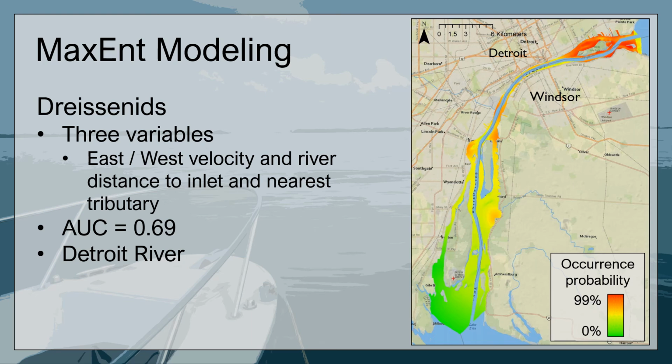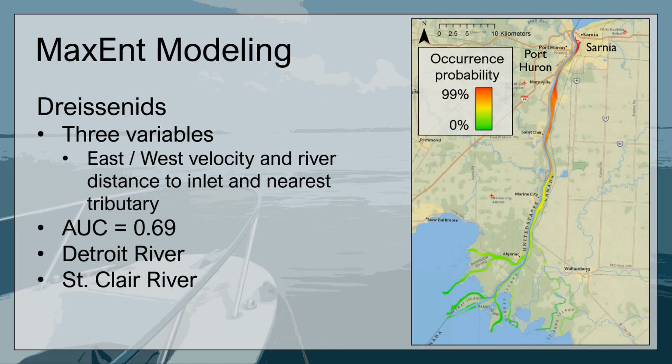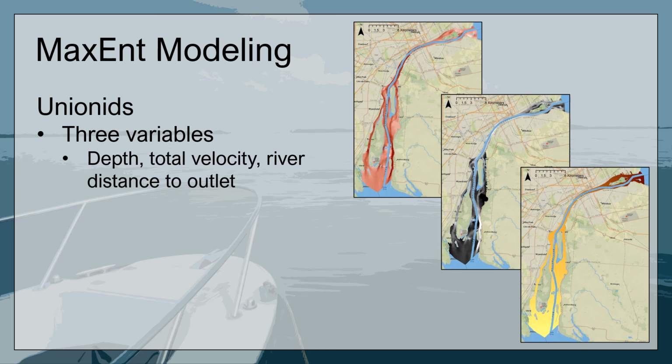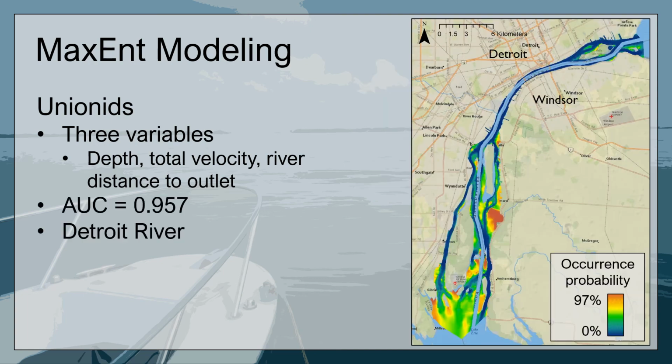We first created a species distribution model for the Detroit River using our known locations of live Dreissenids. We then projected the model onto the St. Clair River. As a high probability of Dreissenid occurrence is represented by the red coloration, this model predicts a high chance of Dreissenid presence in the river's main channel, but a lower chance in the branches of the St. Clair Delta. For the unionids, the 3 environmental variables depth, total velocity and river distance to outlet, provided the best model with an AUC of 0.957.